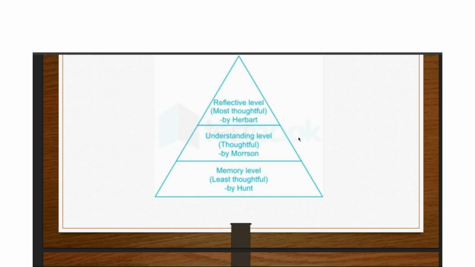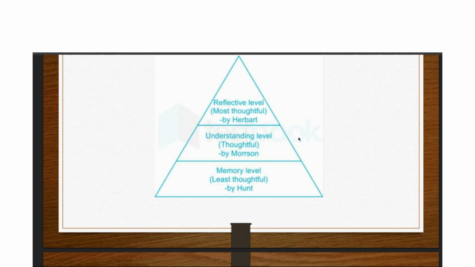Memory level was propounded by the philosopher Hunt. See, this memory level is nothing but rote learning. The student has to memorize everything. For example, in a kindergarten class, kids memorize rhymes. The teacher makes them do rote learning every day, the same rhyme, and because of that they memorize the rhyme and repeat the same thing. There is no need to think about the meaning of the rhyme.